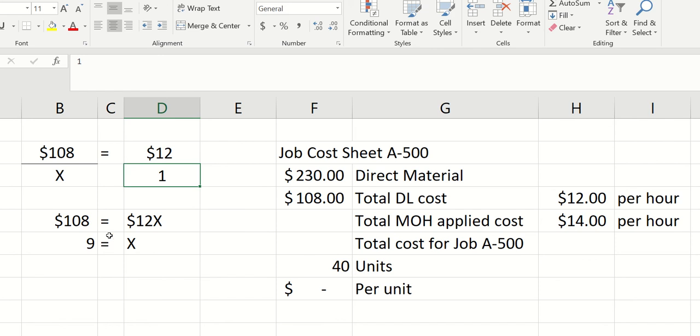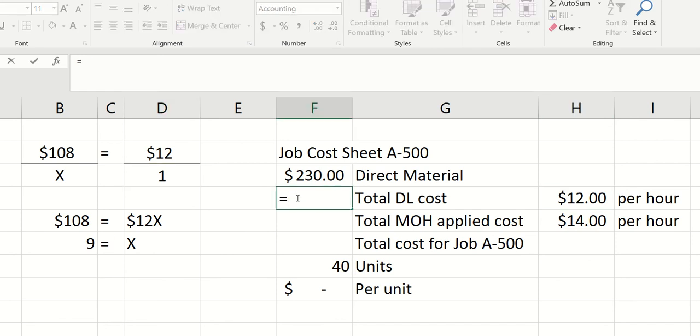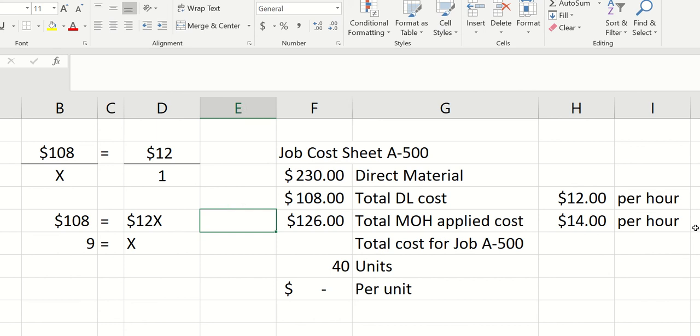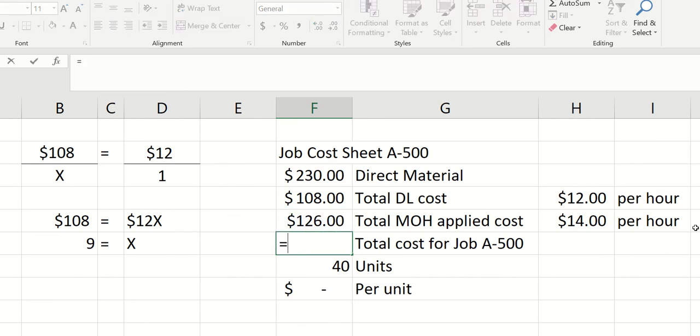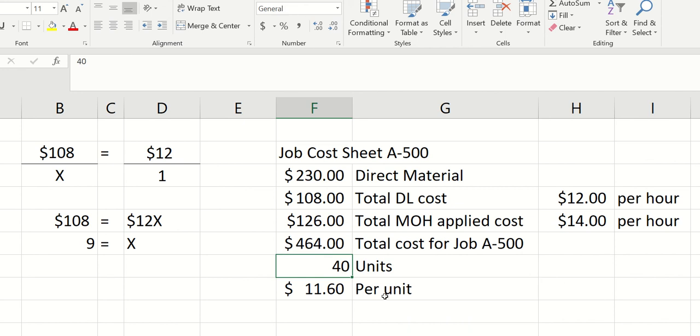So I know that they used 9 hours over here, right? So 9 hours times $12 per hour. They're also going to use 9 hours over here. It's the same number of direct labor hours, and we'll times it by this rate for overhead, right? So those are actual hours used, and now I have a total overhead, so I can sum these three up, right? This is the total cost for job A-500, and then I'll divide it by 40 units to get on a per unit basis. So you can see this division over here.